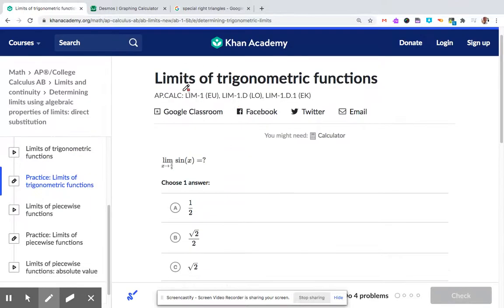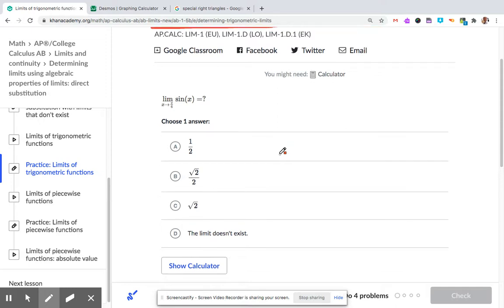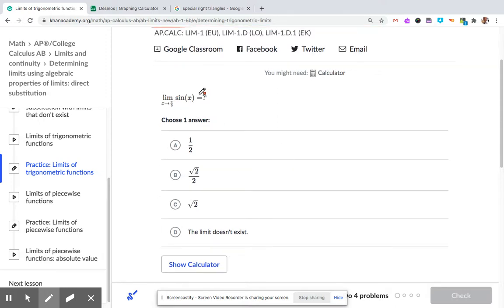All right, we are doing limits of trigonometric functions. Let's go ahead and write this a little bit better. We're doing the limit as x goes to pi over 6 of sine of x. Usually we just plug in whatever x is going to into our function. So this is going to be equal to the sine of pi over 6.